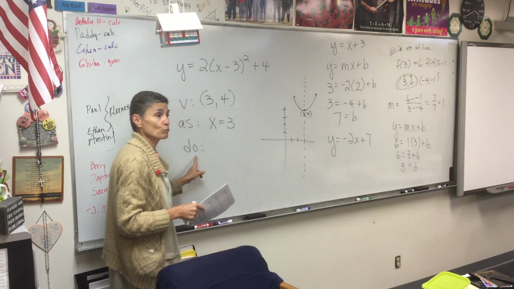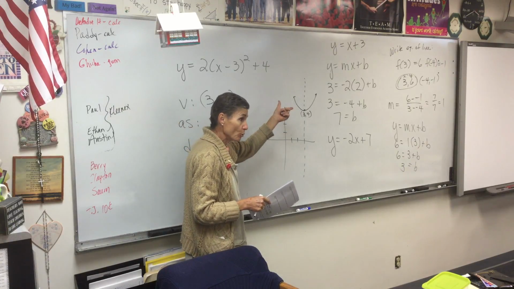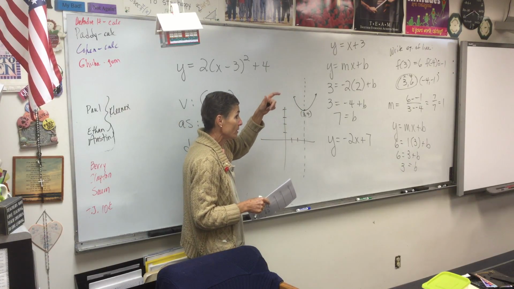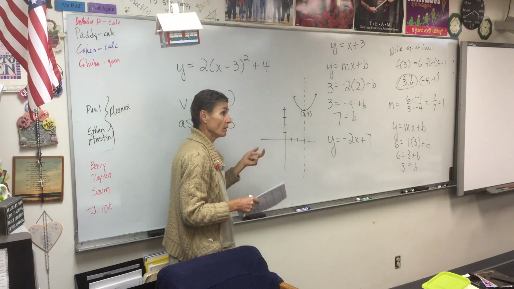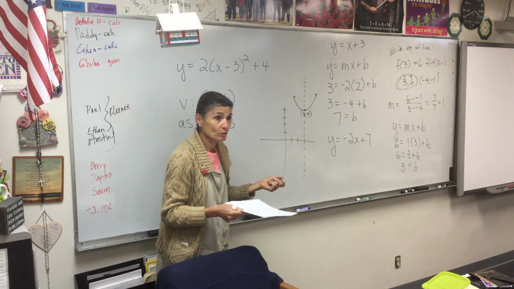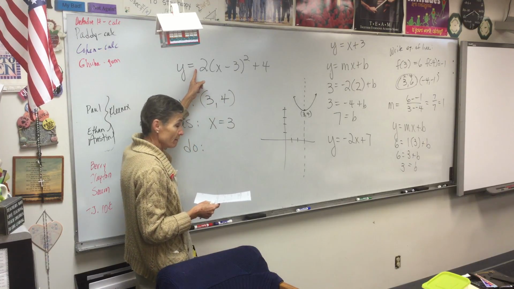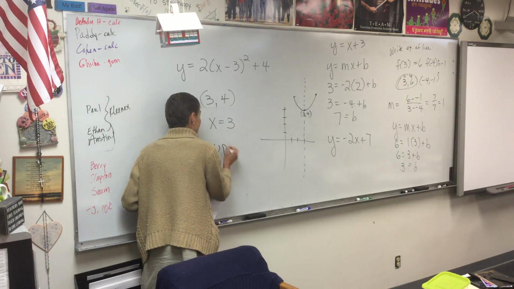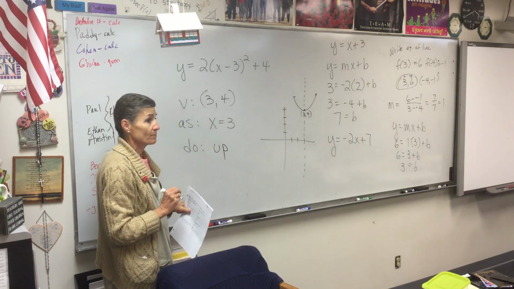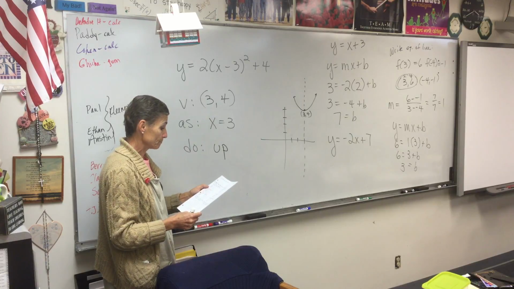Now, DO stands for direction of opening, and with a parabola, you have two choices. It either opens up or down. Normally, they open up, right? How do we turn them upside down? What do we have to do? You have to have a negative out here, right? So if there's no negative, the direction of opening is automatically going to be up. That's the normal thing, is to open up.